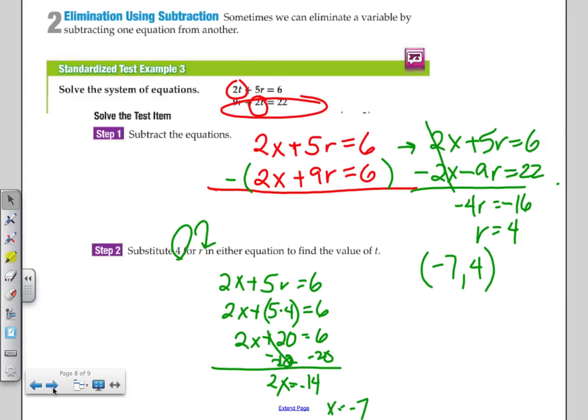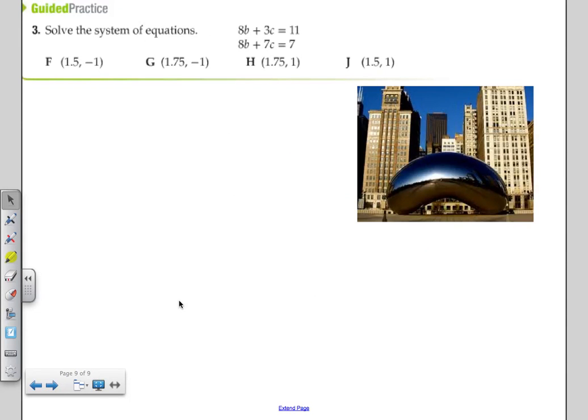All right, here are your guided practice problems. And not only that, besides seeing the Chicago Bean, it is also your last page for this video. So good luck with that. And we'll talk about it tomorrow in class. And make sure if you have any questions, you have them ready, so as a class we can discuss them.